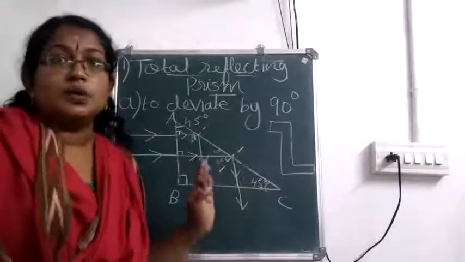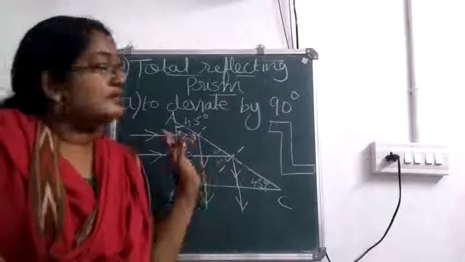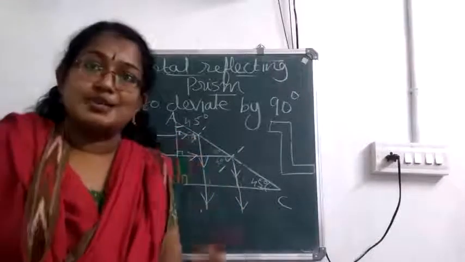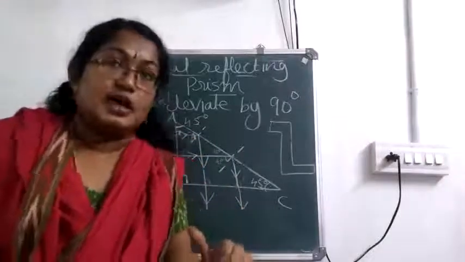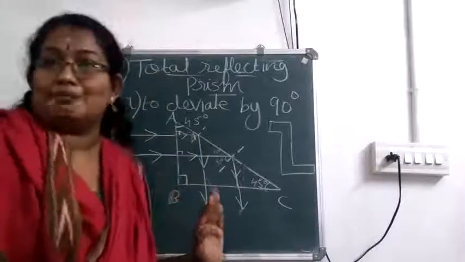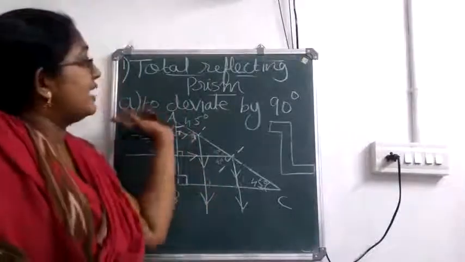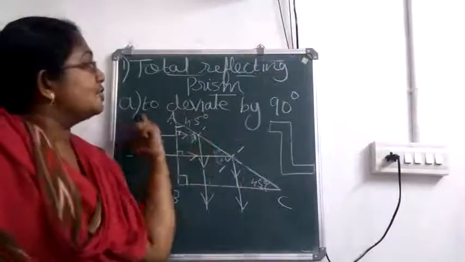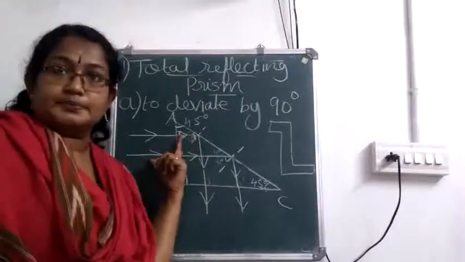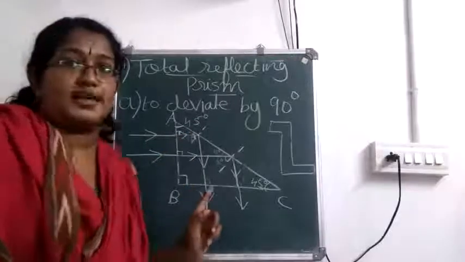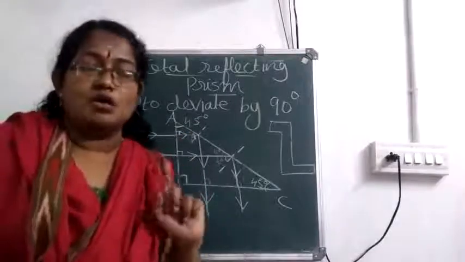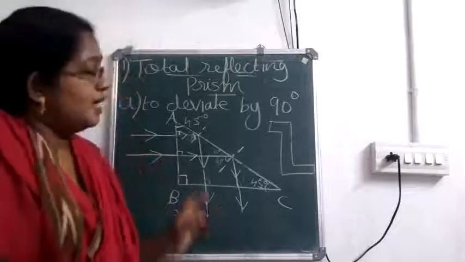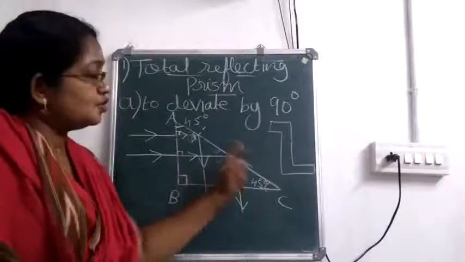Okay, I want to see the lecture notes as well as question answers from this section, because these diagrams are very important. So you can write the heading as total reflecting prism. Then first one, to deviate by 90 degrees. Then you have to draw it, and the drawings should always be with pencil. Okay. And use ruler and pencil to draw the diagram.